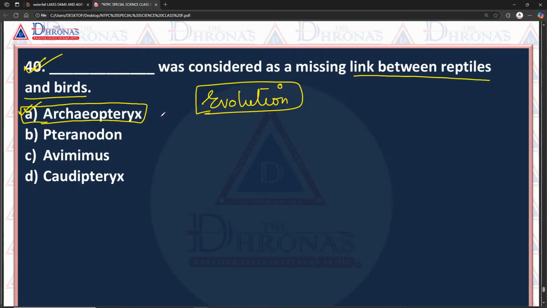They have beak, but also with teeth. They have a scaly tail. They have a wing for flight. So that's why they have mixed physiological characteristics of reptile and birds. That's why they are considered as missing link between reptile and bird. Okay, so Archaeopteryx.